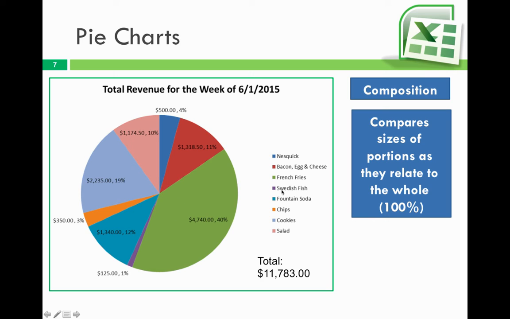Right, so French fries accounted for 40% of this total revenue, and that 40% was equal to $4,700. Right, and bacon, egg, and cheeses were 11% of the total revenue, and salads were 10% of the total revenue, et cetera, et cetera. So here, when you want to show a total and then break it down by how that total got put together, that's a pie chart.